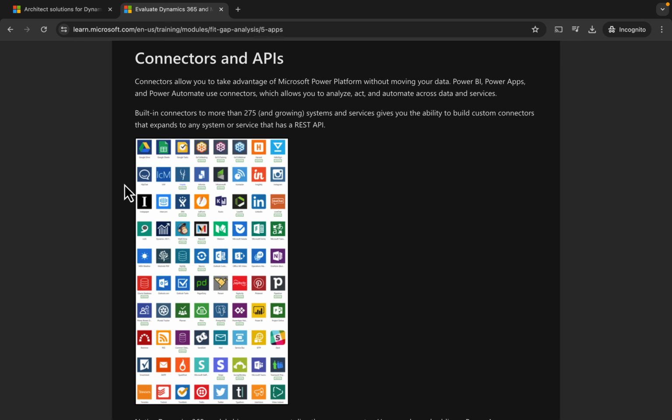Connectors and APIs. Connectors allow you to take advantage of Microsoft Power Platform without moving your data. Power BI, Power Apps, and Power Automate use connectors, which allow you to analyze, act, and automate across data and services. Built-in connectors to more than 275 and growing systems and services give you the ability to build custom connectors that expand to any system or service that has a REST API.